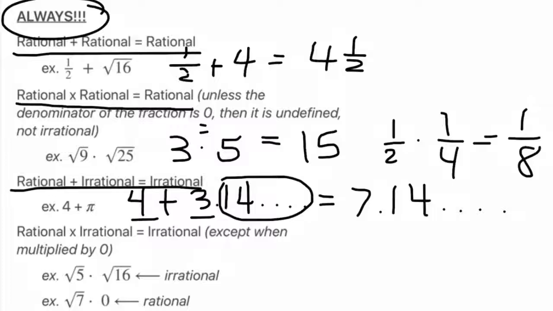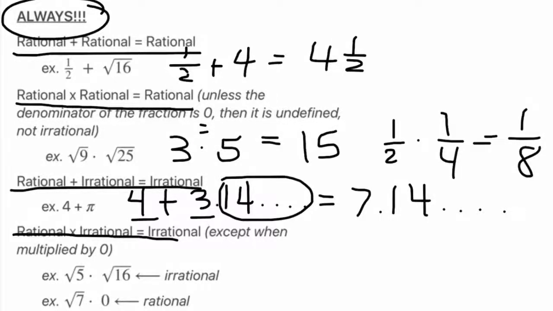So now same thing with multiplication. We're going to look at multiplying one rational and one irrational. So again, you're always going to have an irrational number. There is one small exception here. When you multiply by 0, remember 0 is a rational number. If you multiply an irrational number, a non-terminating decimal, by 0, it will void out that non-terminating decimal.